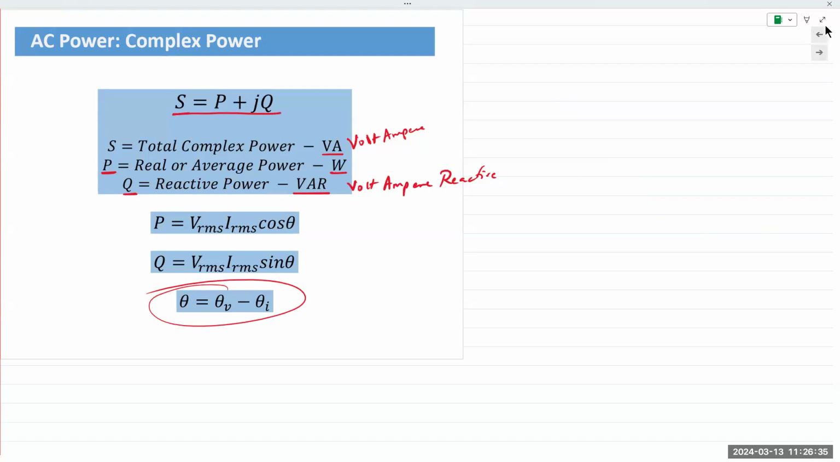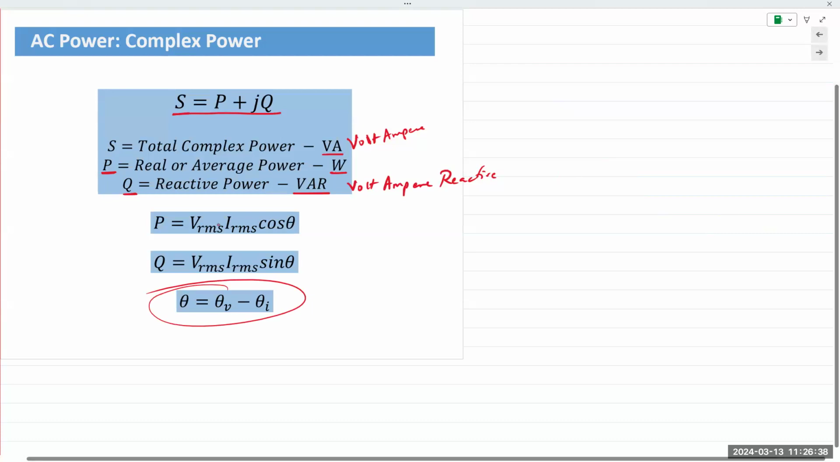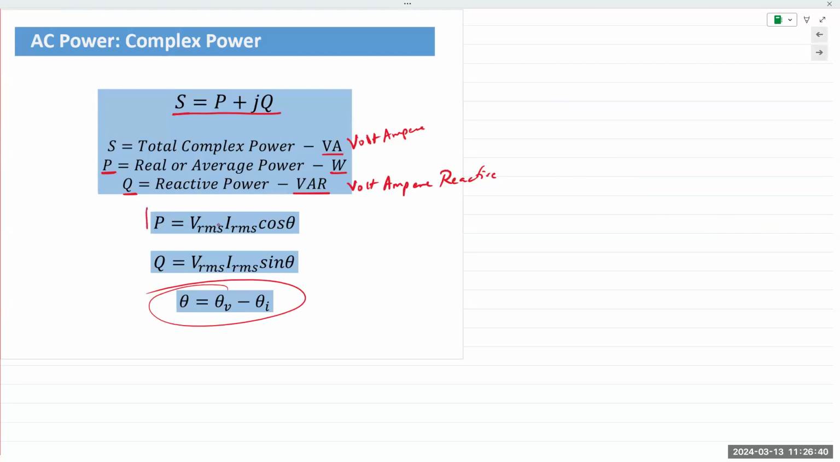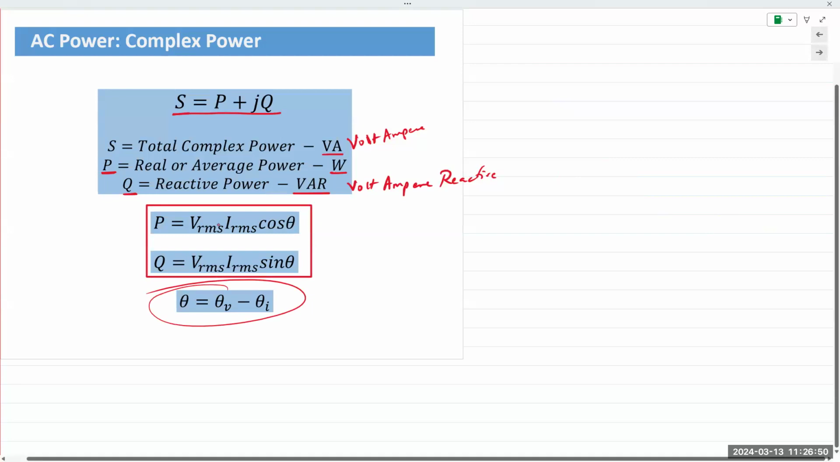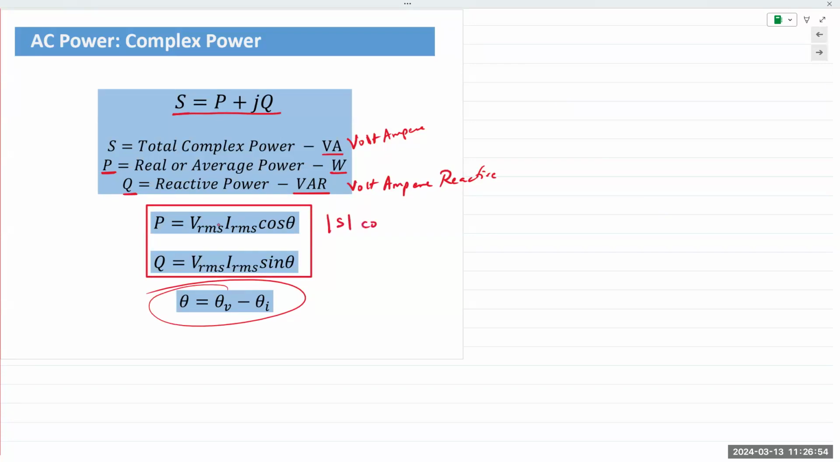From those relationships, we can have a couple more equations. It's simply from the right angle triangle trigonometric identities: magnitude of S times cosine theta, and magnitude of S times sine theta. There's nothing new in there mathematically speaking.